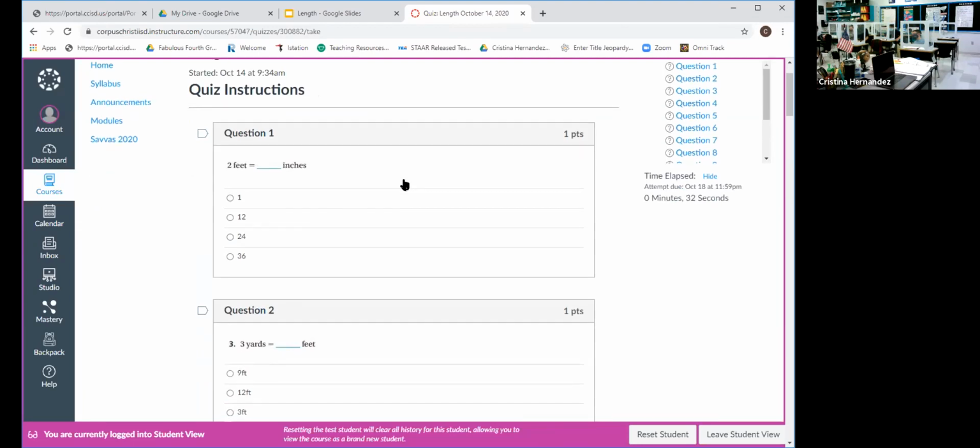So 2 feet is how many inches? Very similar to what we were just doing. Wait, this is confusing, because it has a 1. So how many inches are in 1 foot?